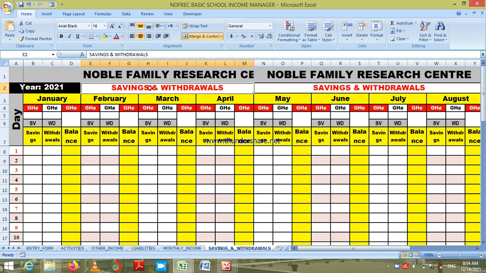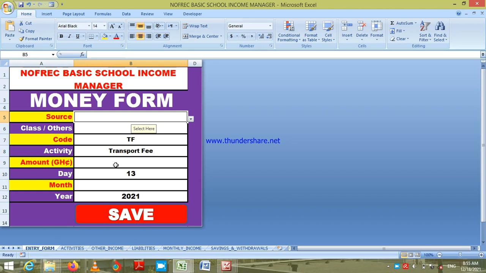In the savings and withdrawal, these are neither income nor expense, but this particular worksheet is going to help us reconcile our bank accounts. It's there for bank reconciliation. On 1st January, we made savings of some amount, and we reduced some amount. What is left will be our balance here. So this will also help us have a clear view of what has been transpiring between us and the bank. Okay, so we come back to our form.